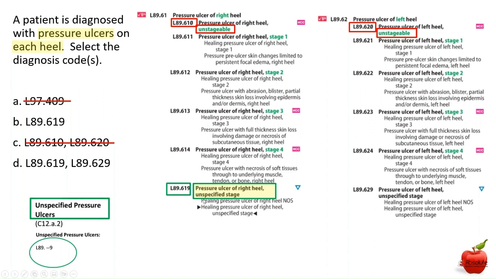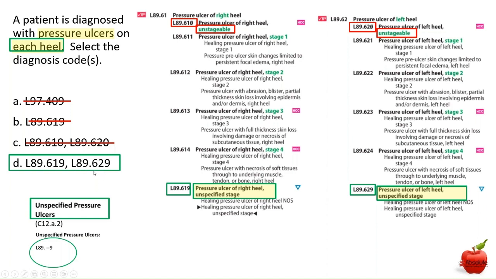Well, this tells me, hey, if we need laterality and there is not a combination code to record both, what do we have to do? We have to use each code in order to capture what's going on here. So each heel, we're going to also follow that up with L89.629, pressure ulcer of left heel, unspecified stage. So that eliminates B. We're on the right track, but we've got to document for both heels. So that pushes us to D.